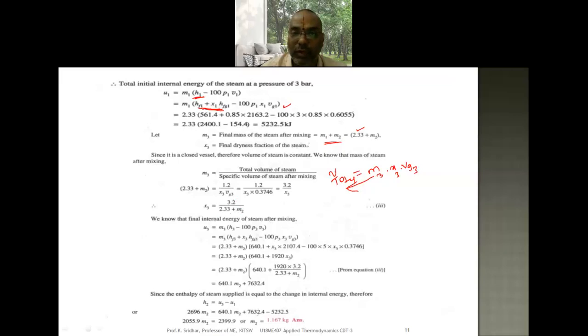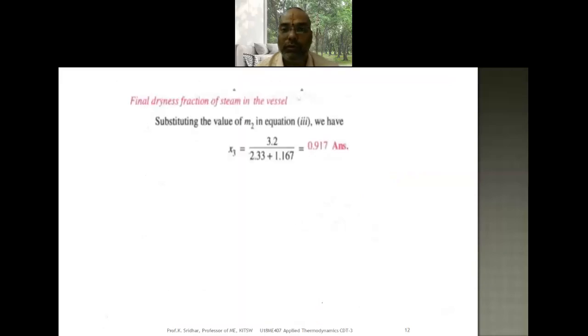From this we are able to write the X3 value and the U3 value, and we are able to find the M2 value, which will be equal to 1.167 kgs, by substituting all the values in this particular formula. So totally, by substituting all the values, we are able to find the final dryness fraction of the steam in the vessel. It is X3 equal to 0.917. That is, the wet steam is basically leaving the vessel. That is the final condition of the steam.